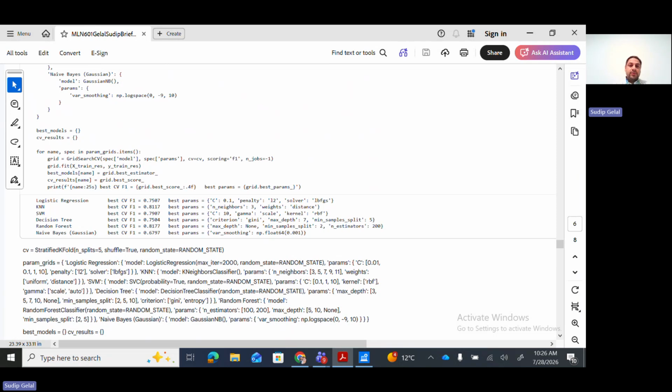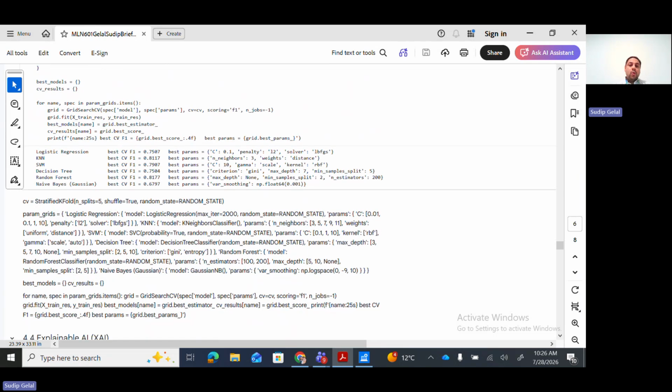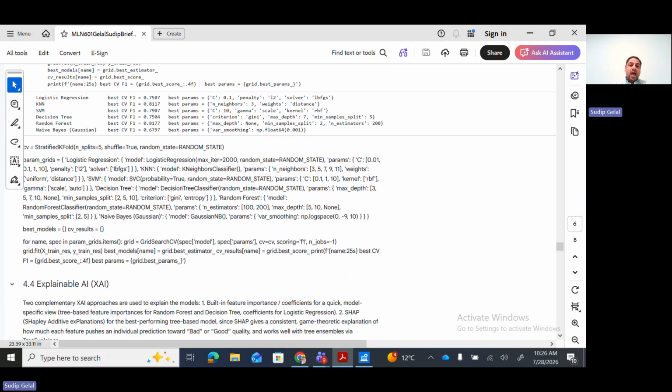And I also discussed the sixth model, Gaussian naive Bayes. This model predicts using probability. It assumes that all features are independent, but in my data set, many features were related to each other. Because of this, it performed worse than the other models.